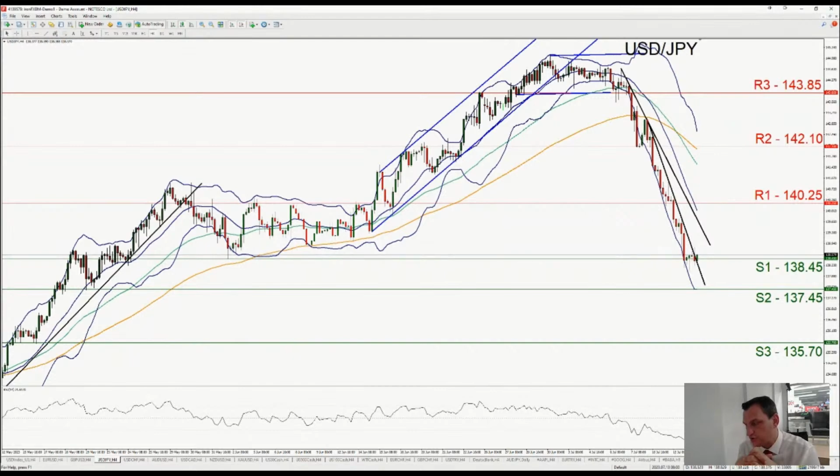If it's a stabilization though, then we may see the price action remaining near the S1 38.45. For the bearish outlook, I would expect the price action to break clearly the S1 38.45 and aim, if not even breach, the S2 37.45.